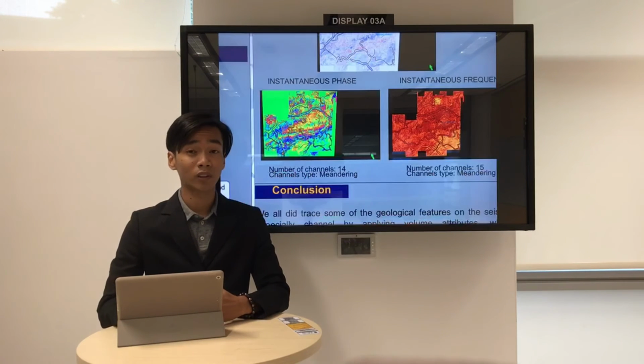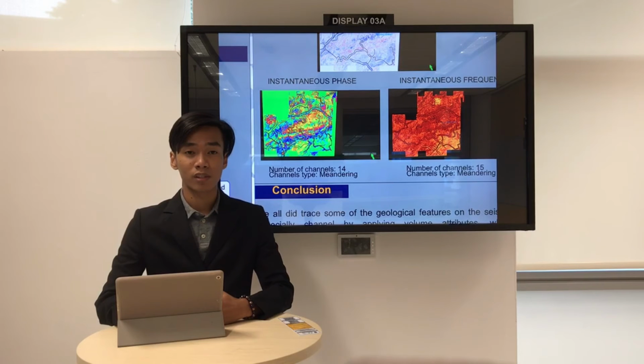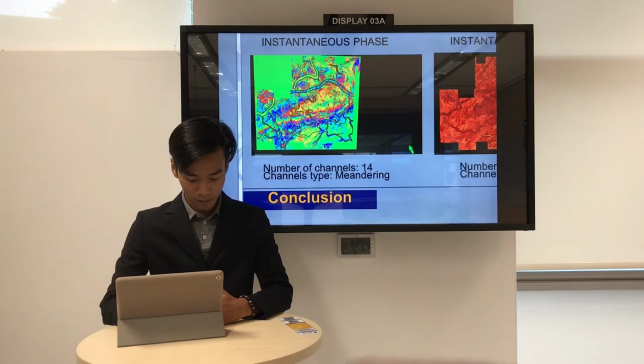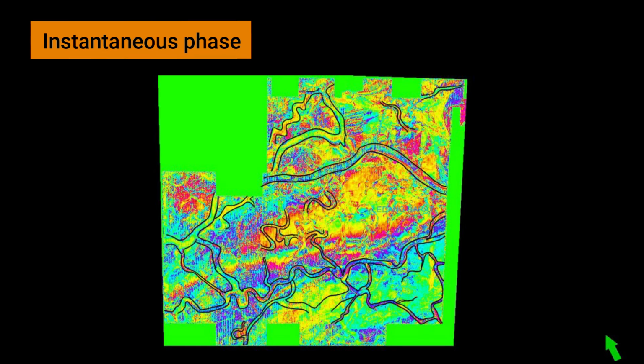Next, according to the title of the project, which is the application of instantaneous frequency and instantaneous phase for tracing channels, the green one you can see here is the effect after we apply the volume attribute, mainly instantaneous phase. As you can see, we can trace 14 channels that we have highlighted in black.